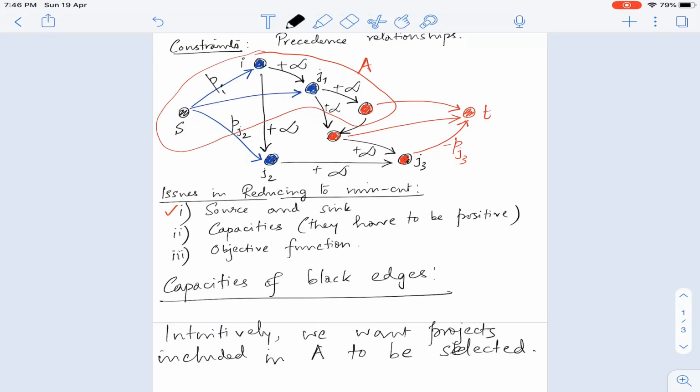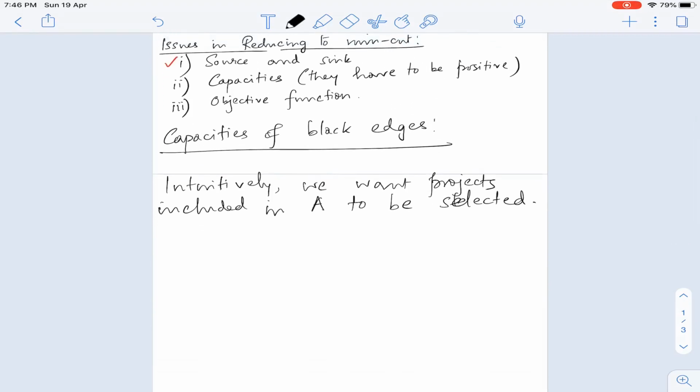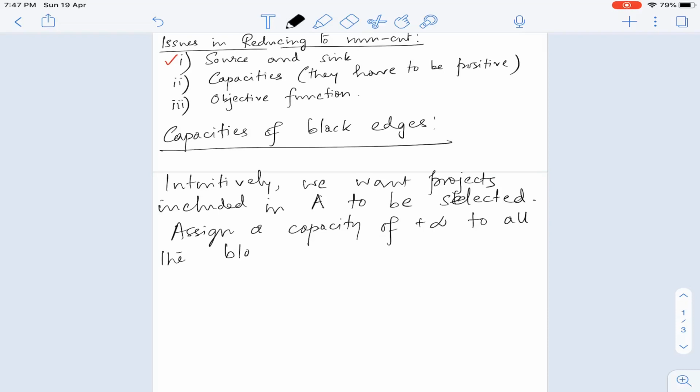This is clearly true because, as I said previously, all the blue edges or all the red edges already form a min cut. So if you assign the capacity of the black edges to be effectively infinity, much larger, then there is no reason for your minimum ST cut to include any black edge. So that's the intuitive reason why I am placing the capacity of infinity on the black edges. Let me just write this down. Capacities of black edges: assign a capacity of plus infinity to all the black edges. And that finishes my construction.